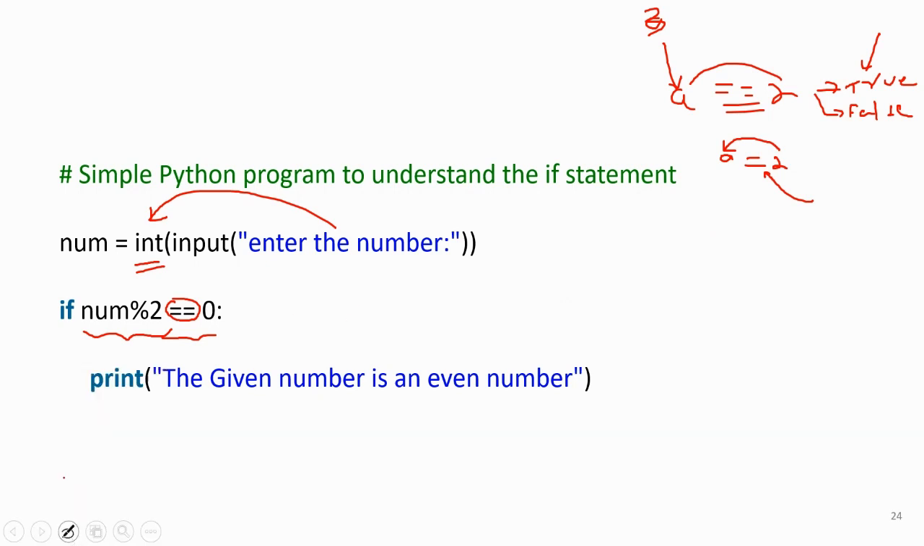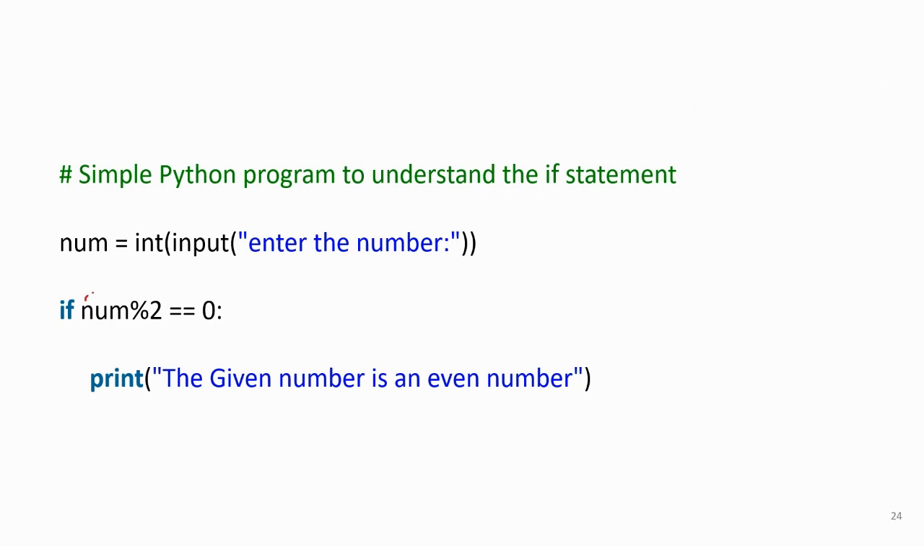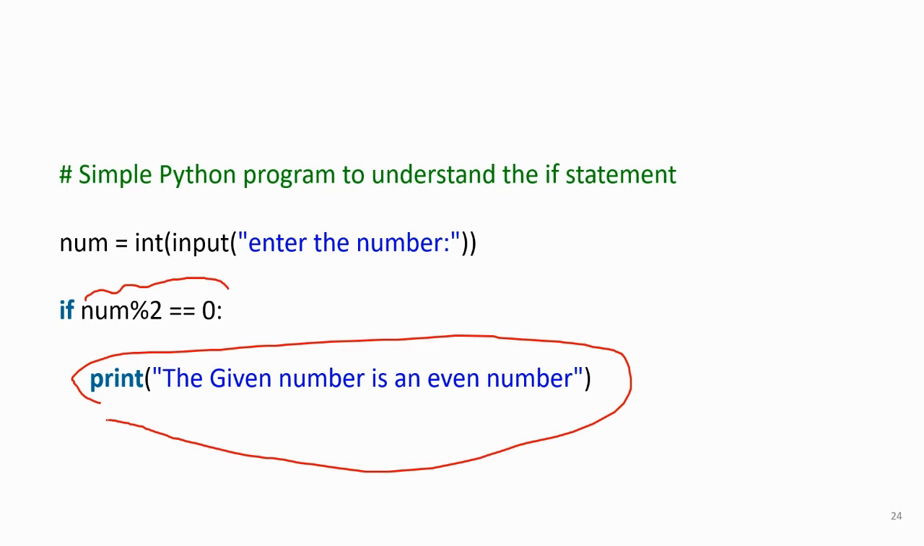Here this is the condition: the entered number modulo 2 should be equal to 0. If this condition evaluates to true, this code will get executed. So what is there in that code? For example, I am just printing that the given number is an even number. If it is not true, this will not get executed, and it will go and execute the statements that come after this if statement.